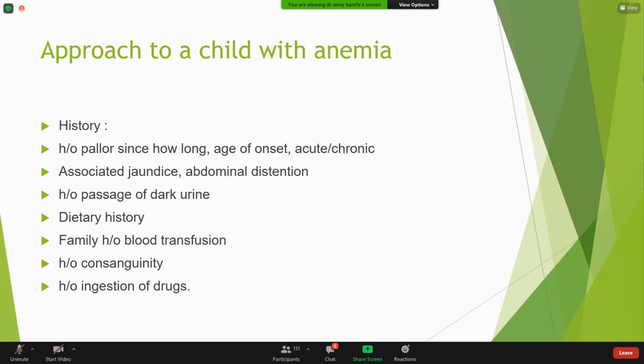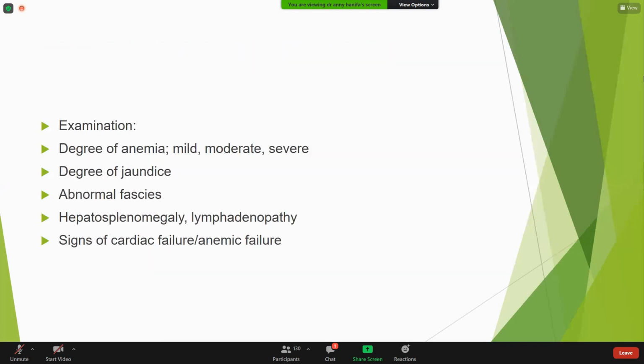Then comes the history of consanguinity, and cousin marriages are more associated with the autosomal recessive disorders. Then comes the history of injection of drugs to rule out G6PD or immune hemolysis.